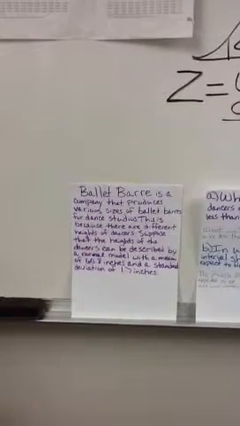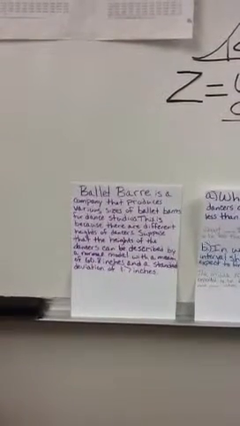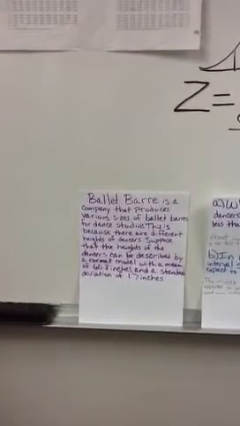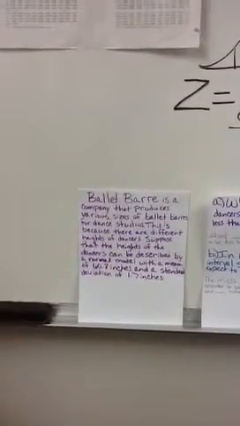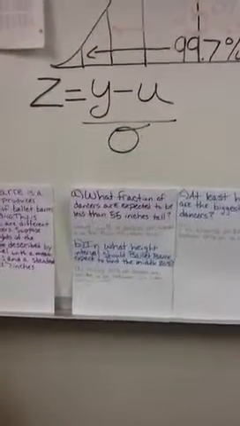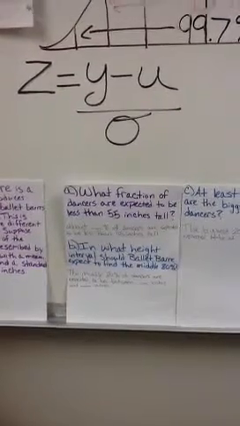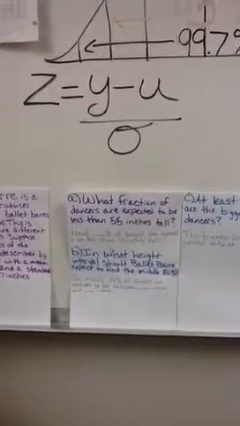Suppose that the heights of the dancers can be described by a normal model with a mean of 60.8 inches and a standard deviation of 1.7 inches. There will be three parts to this problem. Part A, what fraction of dancers are expected to be less than 55 inches tall?